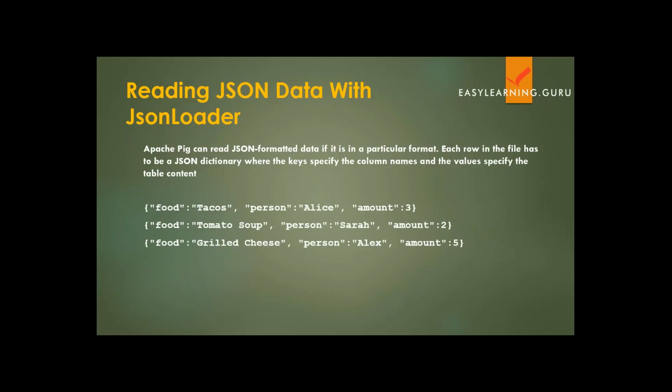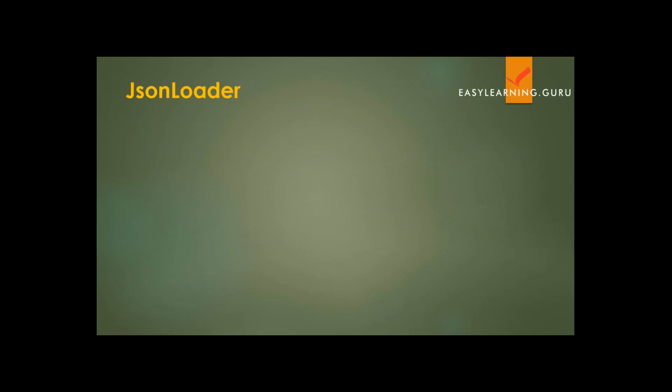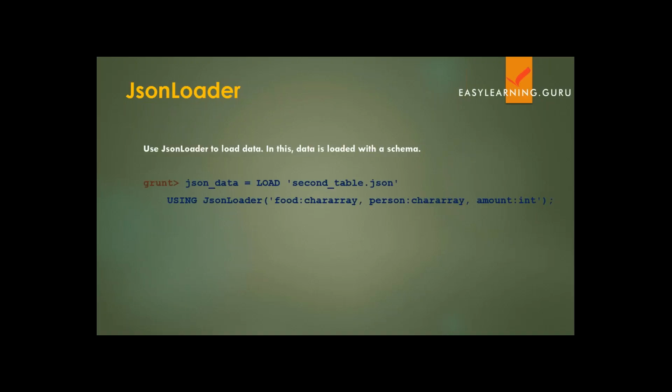So there is no concept of a delimiter in JSON, especially in your JsonLoader or your JsonStorage. So the data is encoded in standard JSON format. So JsonLoader optionally takes a schema as the constructor argument. So this is about the JSON format, the JSON data which we have seen. So now we're going to use JsonLoader to load data, and this data is loaded with a schema. So finally, by using this particular command, in this part we have taken the name of the relation as json_data. You can take it as A, B, C, or anything.